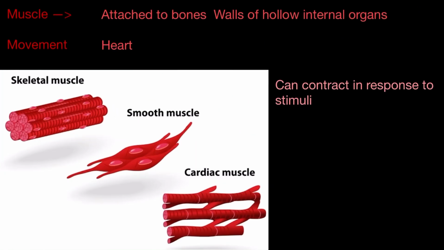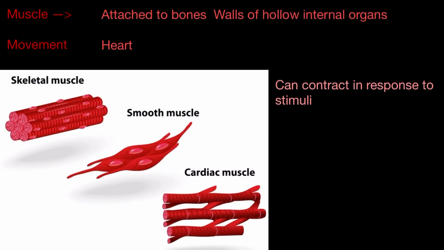Now, muscle tissue is primarily involved with movement. They're attached to bones and the heart and the walls of internal organs, and they can contract in response to stimuli. Now, there are 3 main types of muscle tissue.